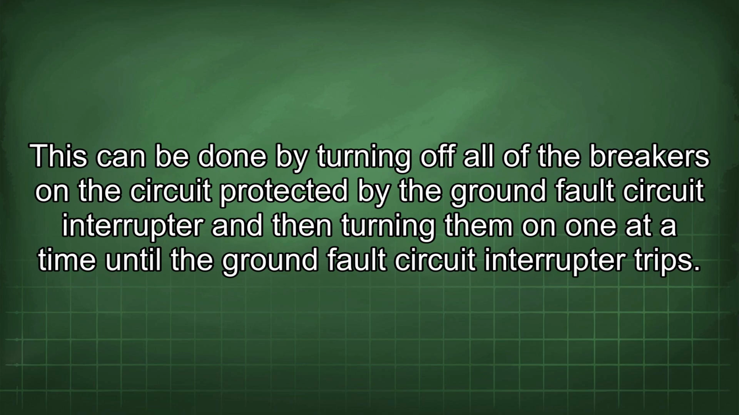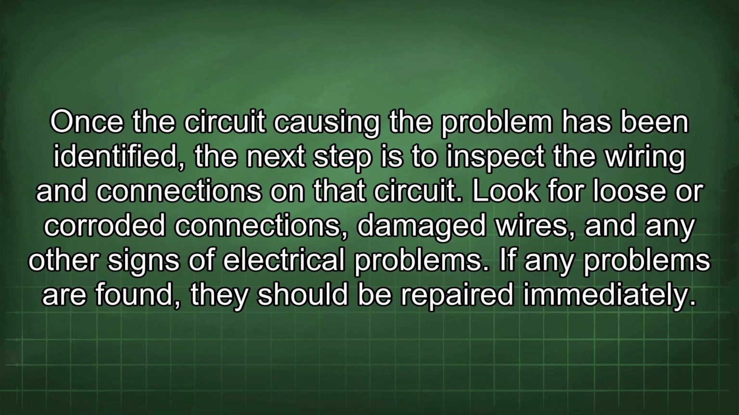This can be done by turning off all of the breakers on the circuit protected by the ground fault circuit interrupter and then turning them on one at a time until the ground fault circuit interrupter trips. Once the circuit causing the problem has been identified, the next step is to inspect the wiring and connections on the circuit. Look for loose or corroded connections, damaged wires, and any other signs of electrical problems. If any problems are found, they should be repaired immediately.